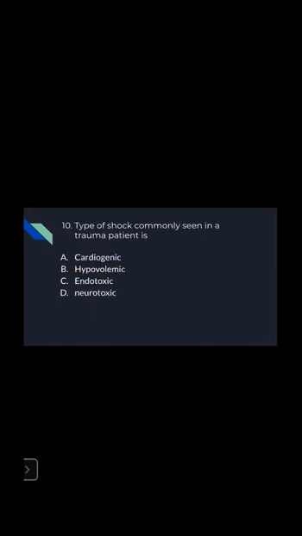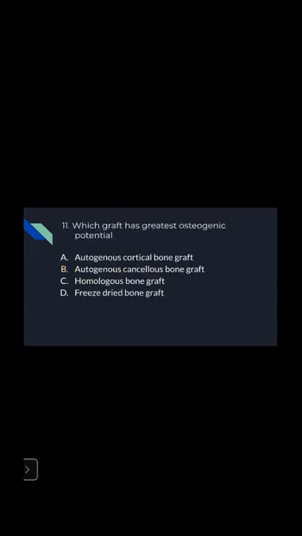Question 10. Type of shock commonly seen in trauma patient is A. Cardiogenic, B. Hypovolemic, C. Endotoxic, D. Neurogenic. And answer is hypovolemic. During trauma, due to loss of blood, hypovolemic shock is more likely to occur.